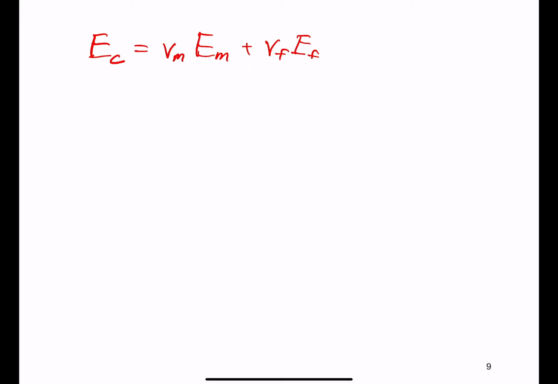We had a moment ago that the modulus of the polyester, which is our matrix, is equal to 6.9 times 10 to the 3 megapascals. So that was the 6,900 from table 12.5. And we saw that the modulus of the E-glass, which is our fiber, is 72.4 times 10 to the positive 3 megapascals.